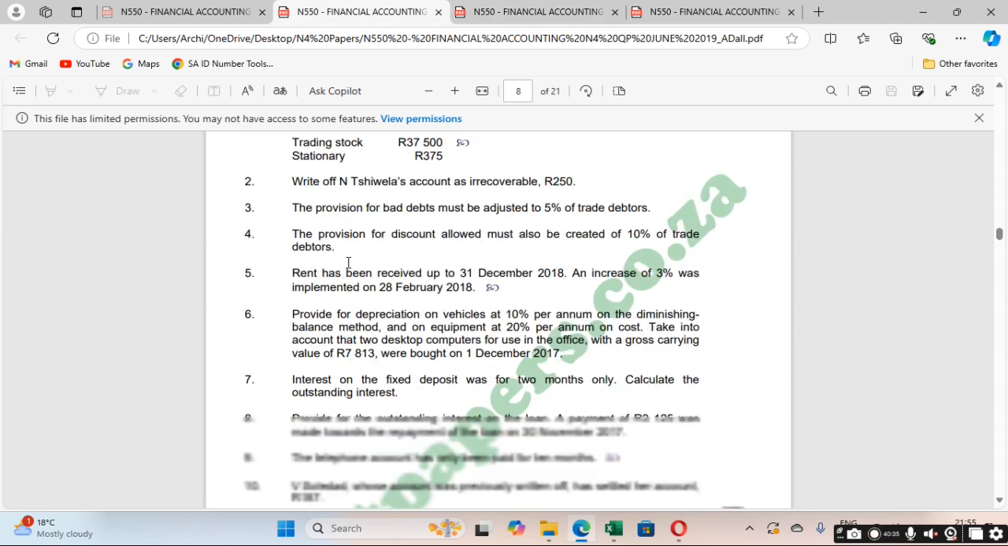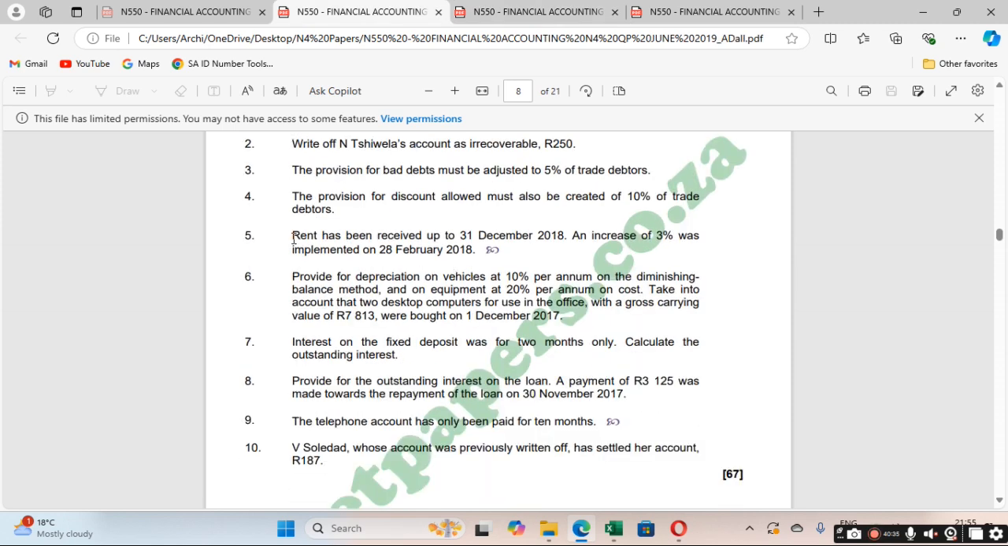Okay, so now we are going to look at our rent. So we're going to do our rent on this. Interest on fixed deposit was for 2 months only. Calculate outstanding interest.